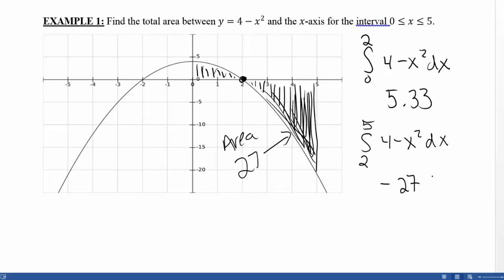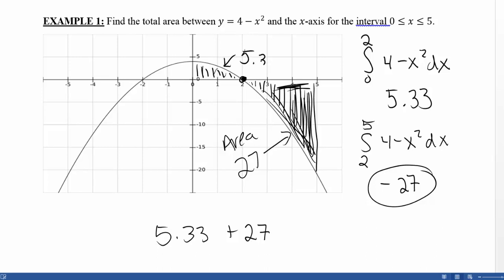So I can use that knowledge of integrals to be able to find area for other contexts, which means that the area from 0 to 5 is going to be 5.33 plus 27. Not negative 27, because again, this is not in the context of any sort of calculus. This is just area between the function and the x-axis. So I count it all as positive, and when I add those together, I get 32.33. So if I'm just looking for area, I can use the definite integral to help me determine that area so that I don't have to do it geometrically.